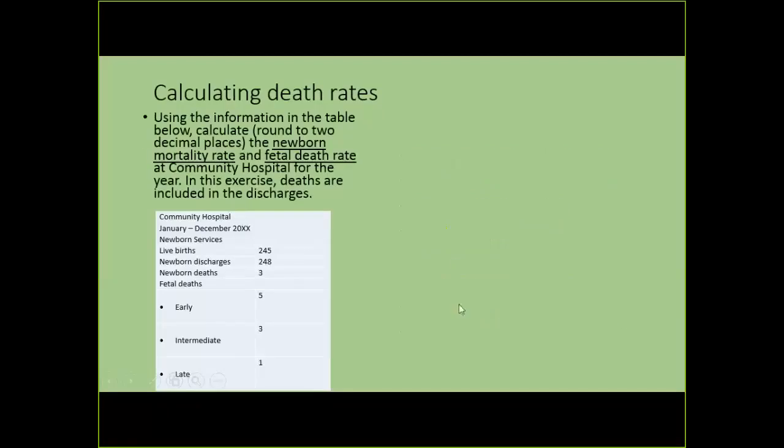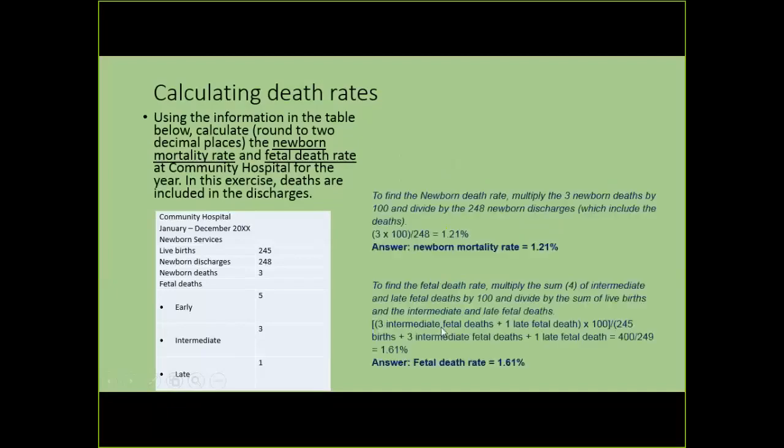Calculating death rates. This is another example that shows you how to calculate death rates. You basically are given this information. You're to calculate the newborn mortality and fetal death rates. First of all, you need to make sure you know the formula and the definitions. What is considered a newborn, okay, and then what is considered a fetal death.